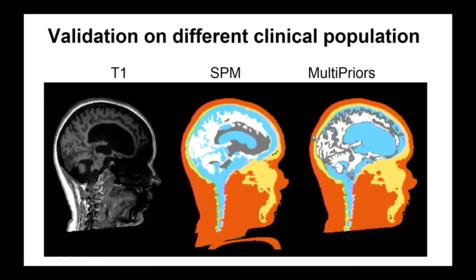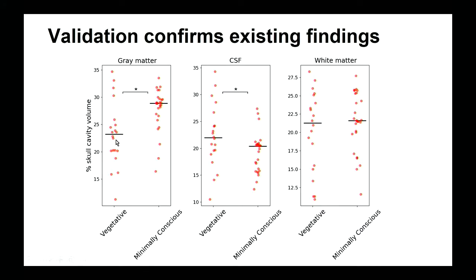We quantified the tissue volumes from the segmentations made by the multipriors and confirmed what was expected, which is, comparing the amount of gray matter volume in the skull cavity, for vegetative state patients we see a significantly lower distribution than patients that were minimally conscious. And conversely, the same for the amount of CSF in the brain, which was significantly higher in vegetative state. And also quantifying the volume of white matter, we confirmed, as was expected, that white matter does not serve as a marker, which is also known. So it was just a validation on an out-of-sample data set.